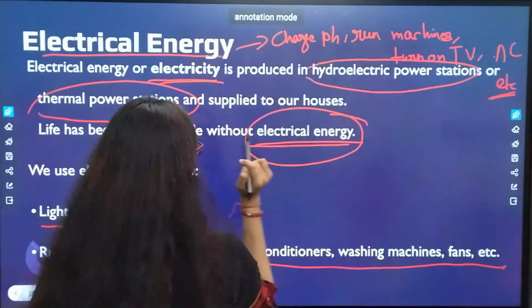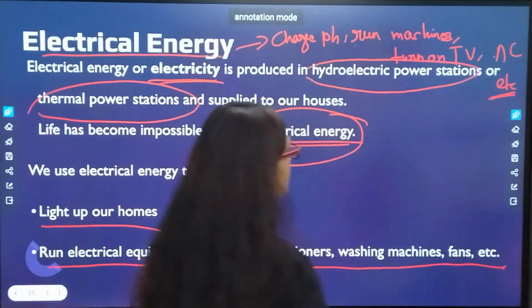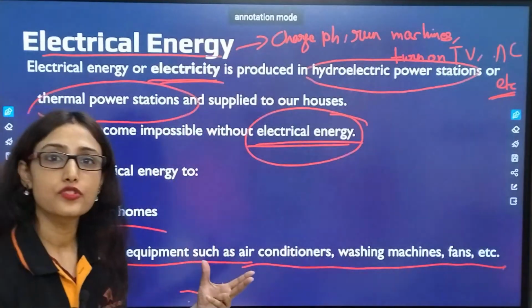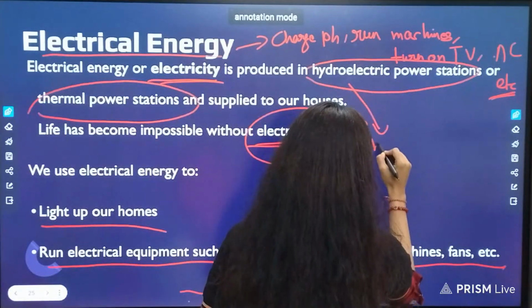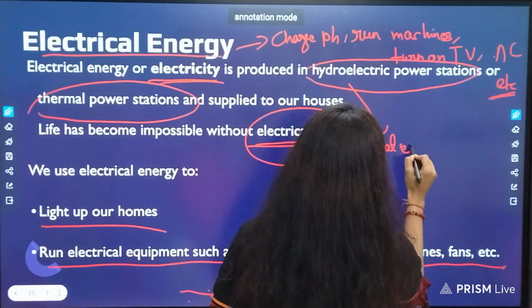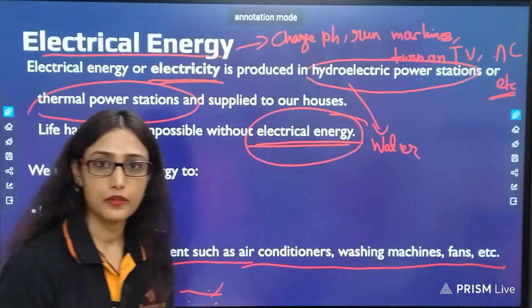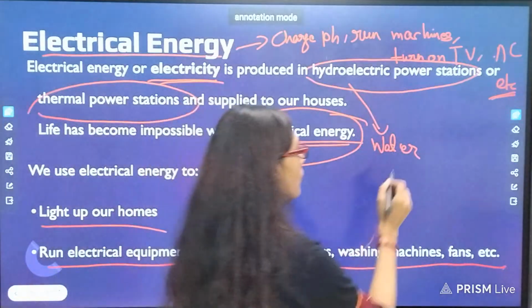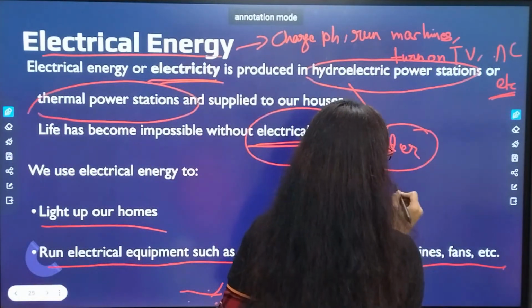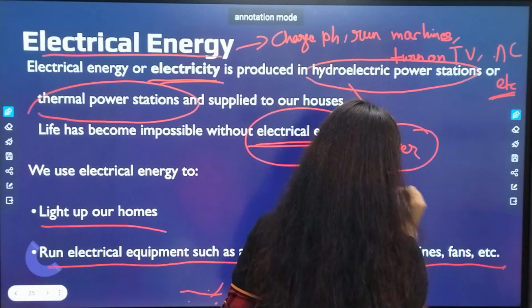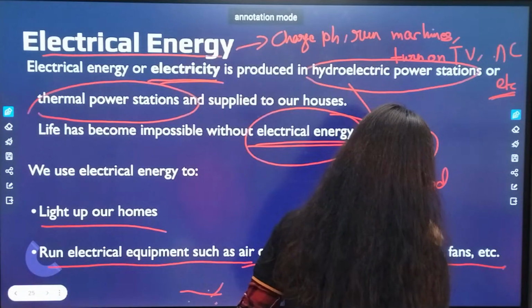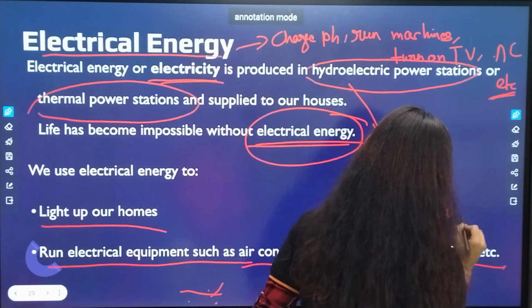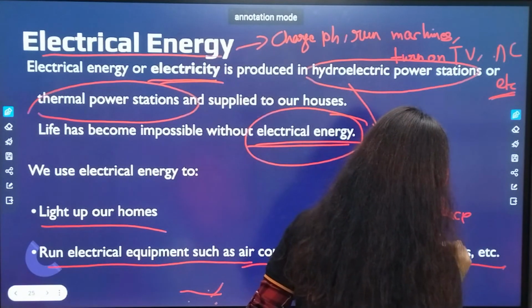Now, what is a thermal power station? What is a hydroelectric power station? Hydro means water. Okay, hydro means water. So, hydroelectric power station means over here water is used to produce electricity.